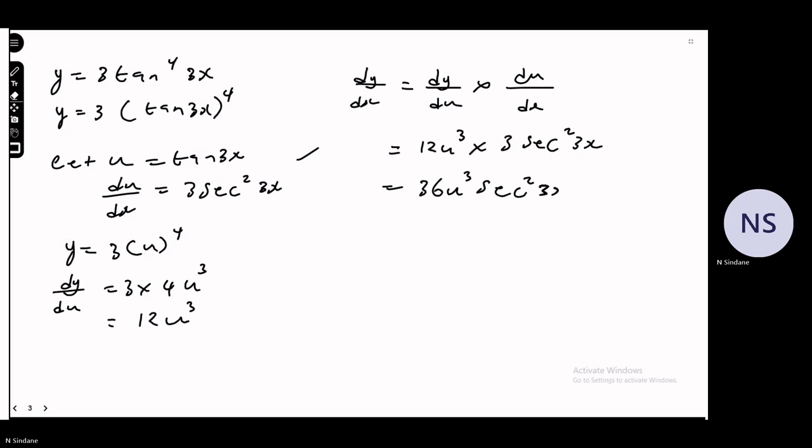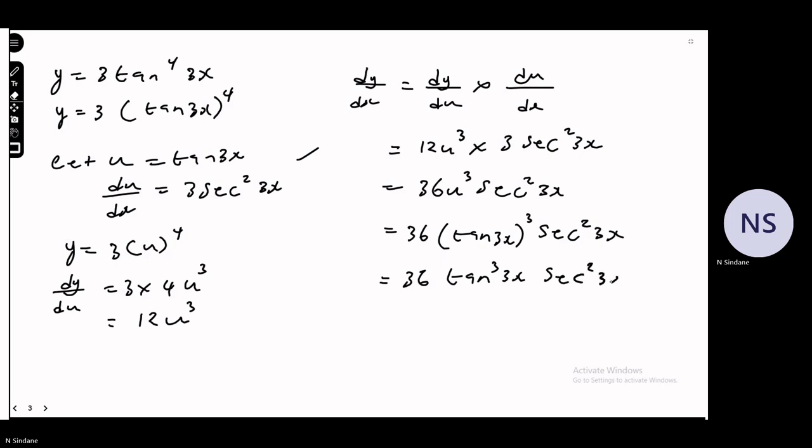Then from there, 36 into tan 3x to the power 3 sec squared 3x. Then I can have it as 36 tan cubed of 3x sec squared 3x. That is my solution for this question. Let's get another one.